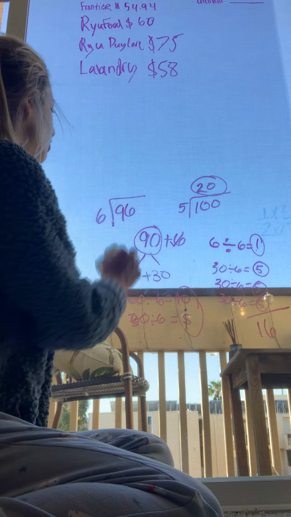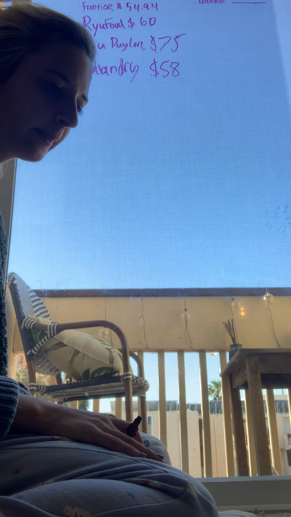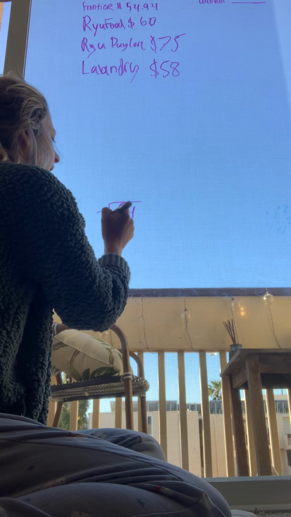All right, so let's do number 2 together. It says Dion has $84 to purchase books. Books cost $7 each. How many books can Dion buy? So we're working with 84 divided by 7.